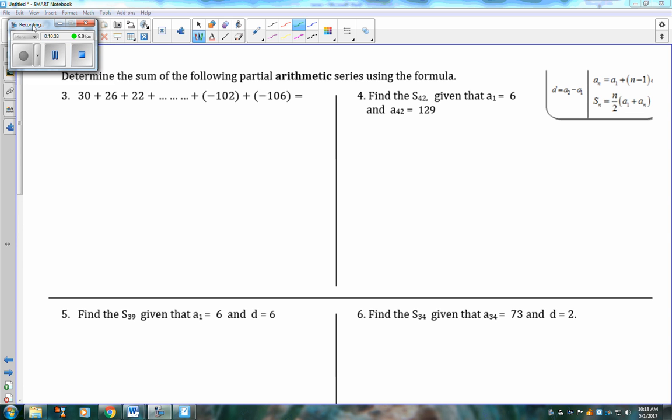Okay, so I'm going to have to use the arithmetic sequence formula again to find n. So I'm going to have my very last term, which is negative 106, equal to a sub 1, which is 30, plus n minus 1 times my common difference of negative 4. So find n.